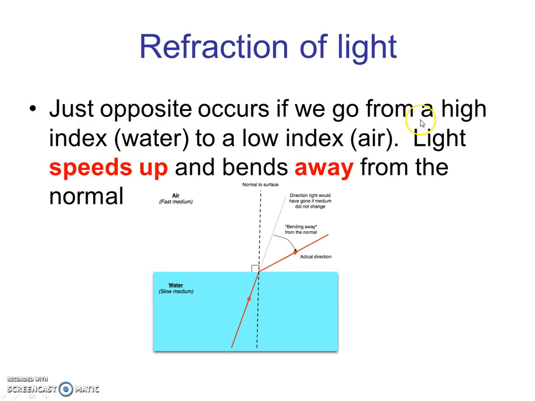Just the opposite occurs if we go from a high index to a low index. What about if we're underwater looking out into the air? Well, we're going from a high index to a low index, 1.33 to 1. That ray of light bends away from the normal. It speeds up.